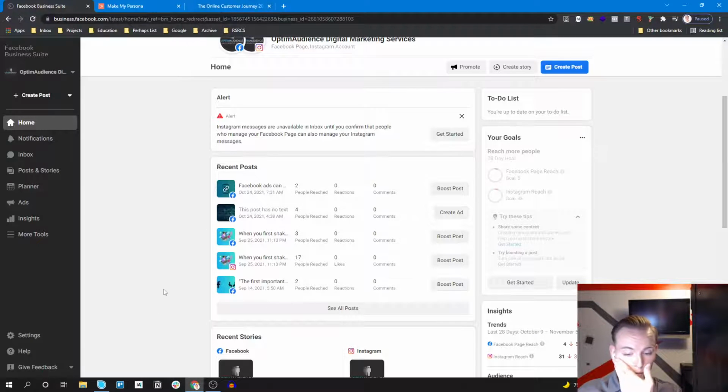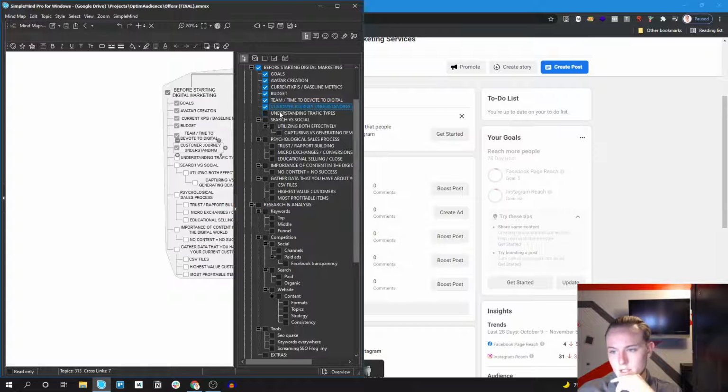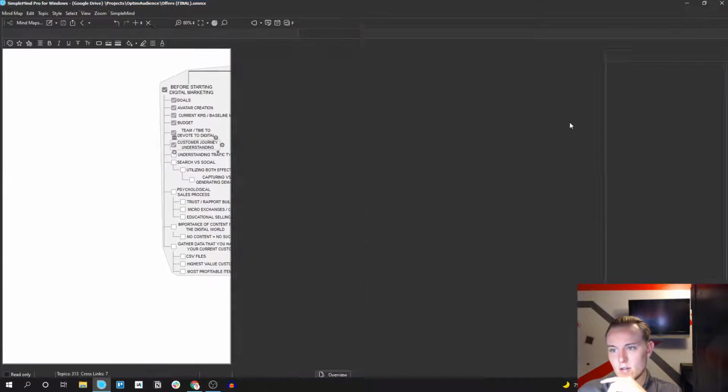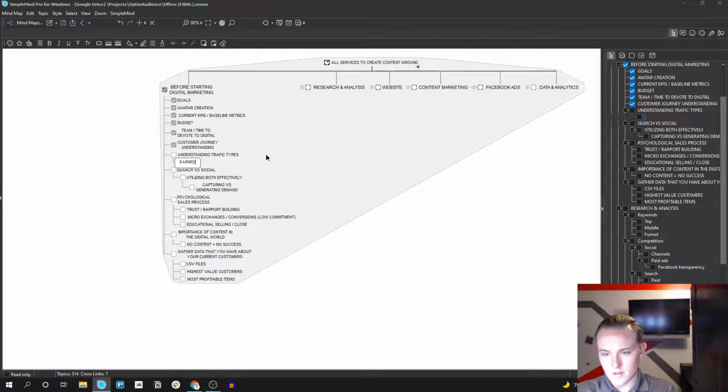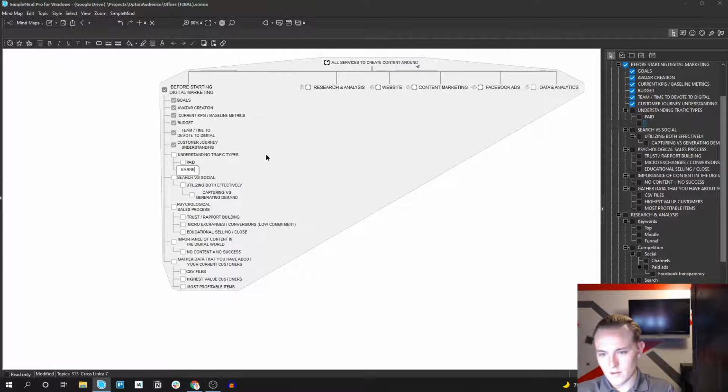So now that we've gone over the different stages, we're going to get into traffic types. The main traffic types are paid, earned, and then owned.